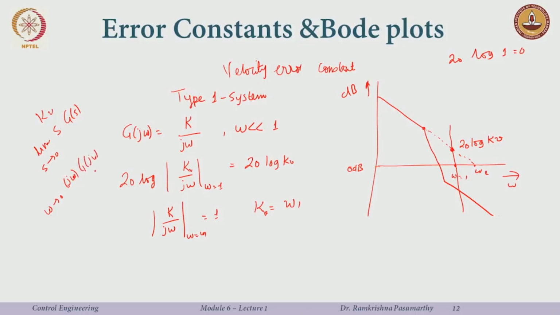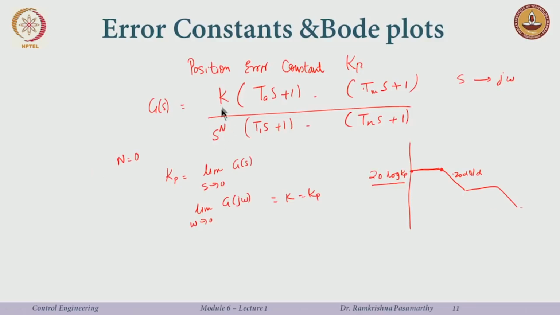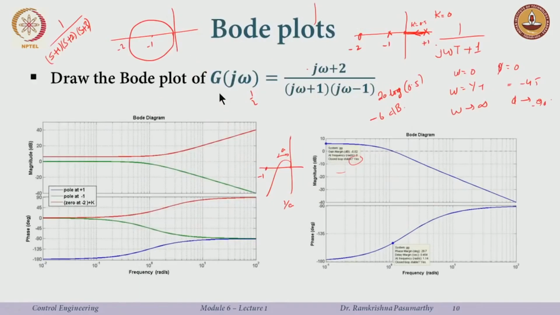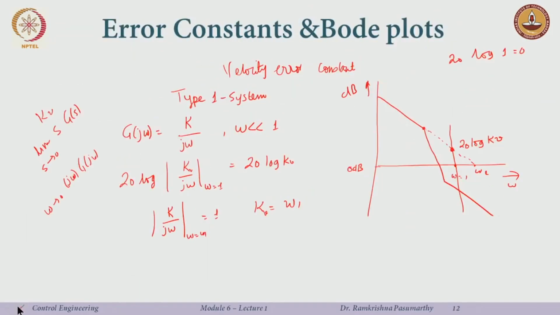So, if I take a type 1 system, this will be 1. So, whatever remains after everything is substituted to 0 is just k, and this k is my Kv, right. So, g of j omega for lower frequencies is Kv, and okay. So, the frequency omega 1 at which this line intersects the 0 dB line, this omega 1 is then my velocity error constant. So, I can do it two ways.